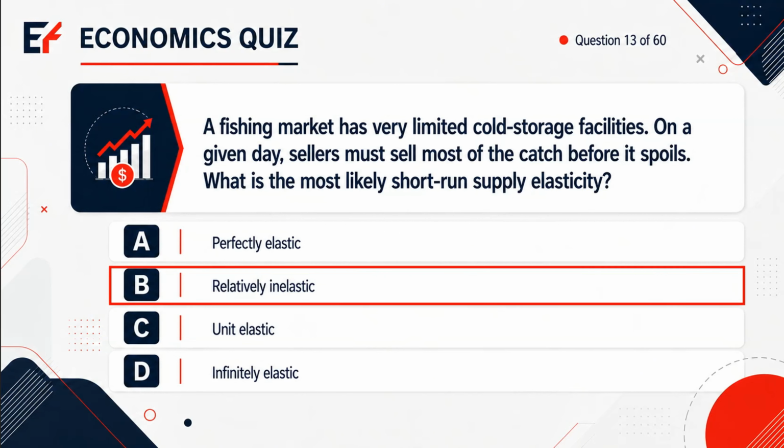Option A and option D both suggest unlimited responsiveness to price, which does not fit this market. Option C means quantity supplied changes proportionately with price, but the scenario shows a weaker response than that. The key idea is that perishability and limited storage make short-run supply less responsive.